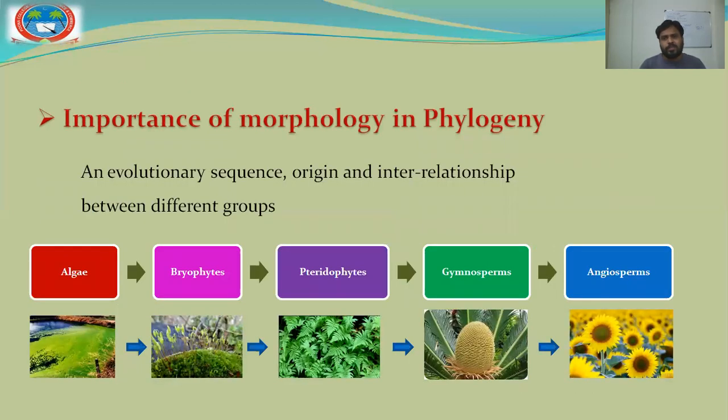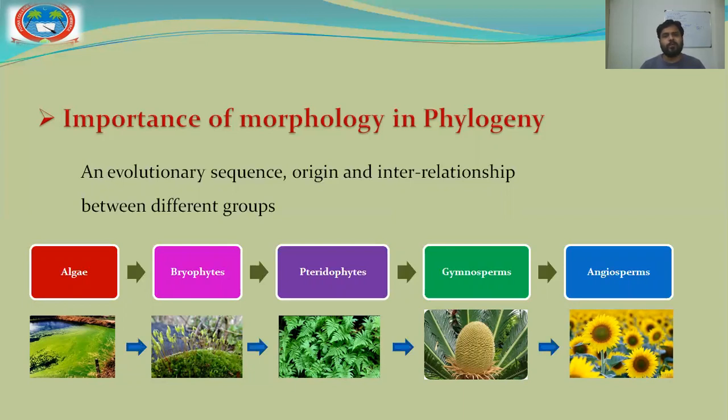Again, this morphology is responsible for the process of phylogeny. Phylogeny is nothing but determining the evolutionary sequence, the origin, or the interrelationship between the different groups or different taxa. That is called phylogeny. Now, how did these plant groups originate from one another? So there are different groups. If you talk about the plant kingdom, it is divided into different groups.